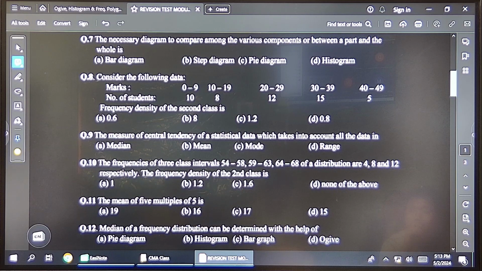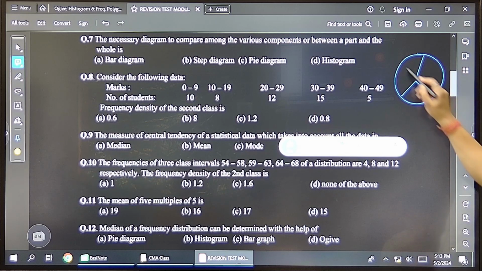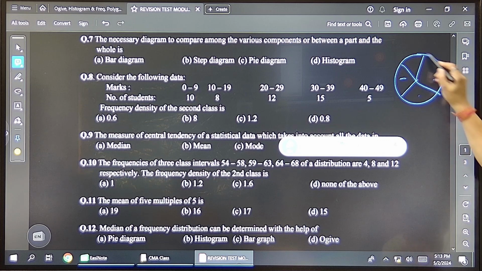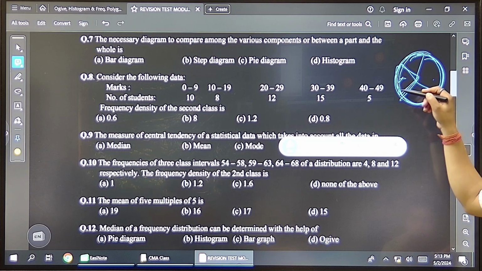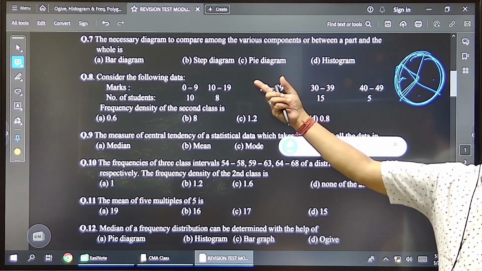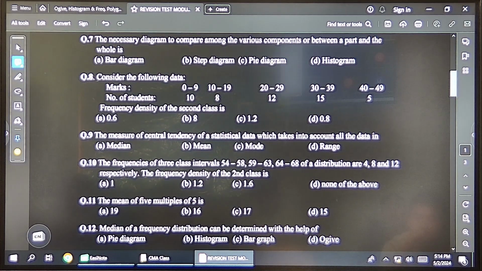Must be easier. The necessary diagram to compare among various components, or between a part and a whole, is the pie diagram. As I told you that day about IPL and election events: among all these political parties, one party got this much vote. Between a whole and the parts, a total of this many voters are there, and this party got this much vote. So it compares the whole and the part. Which one is that? Pie diagram or circle graph? So this is a pie chart, right? Try like this. I am explaining all if required.